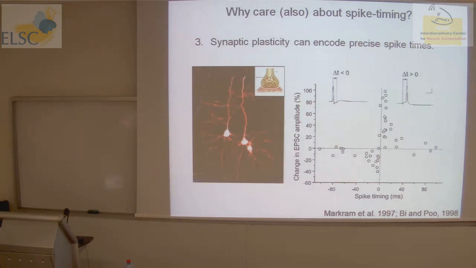And the upshot of this result is that the synapse seems to be sensitive to a very high resolution of temporal ordering, down to millisecond precision. So the synapses in the cortex or in the hippocampus seem to have the machinery to care a lot about precise spike timing.